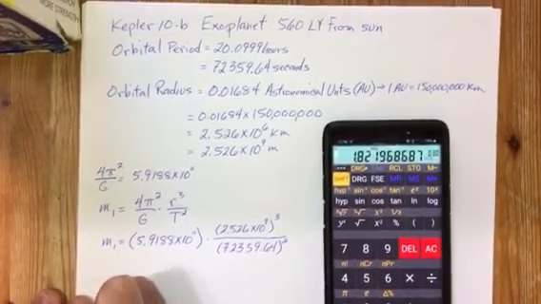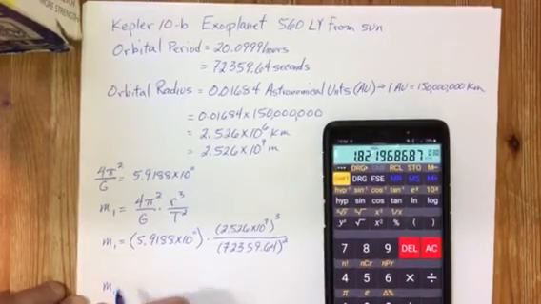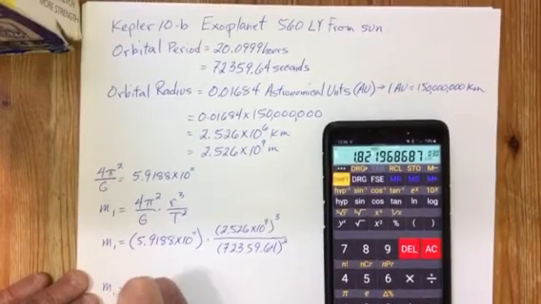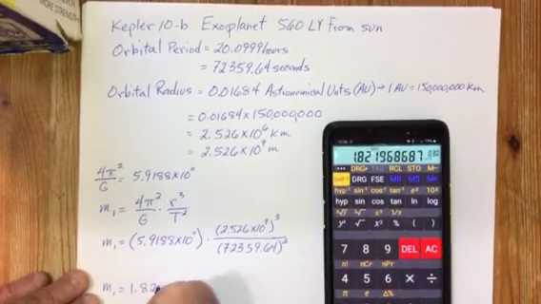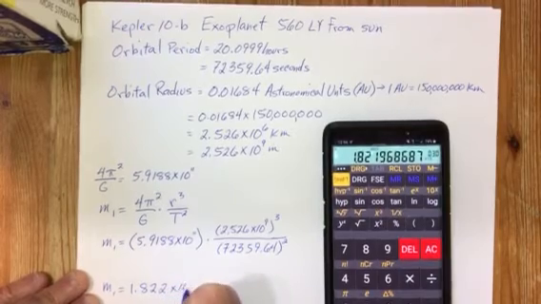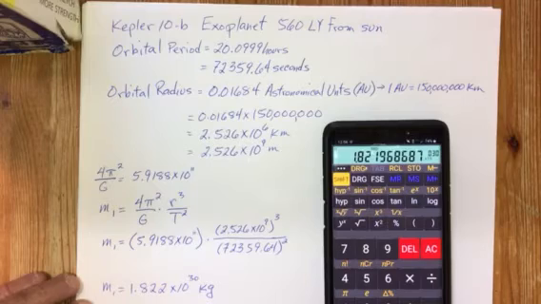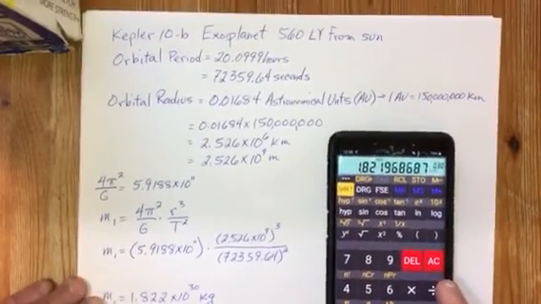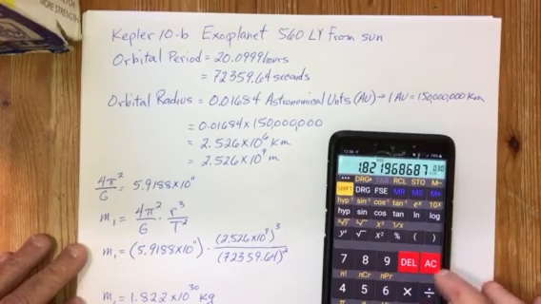And so for the mass of this star, we get 1.822 times 10 to the 30th kilograms, and that's just a little smaller than the mass of the Sun. Just a little bit smaller than the mass of the Sun. So, we'll come back and do more calculations about Kepler-10b in just a bit.